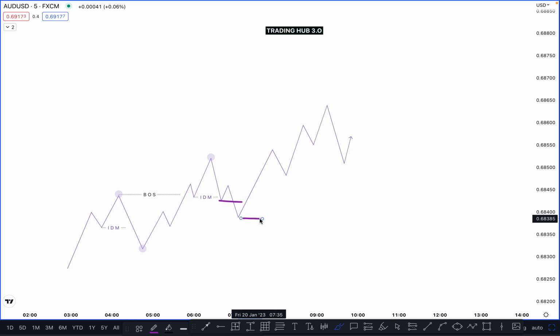Some people try to mark this as our inducement and this one as an inducement. No, the right side is not inducement. You have to wait for the break of structure, so the inducement will also be created here on the left side. So you have to wait for the inducement to be taken out to confirm this higher high, which is here.